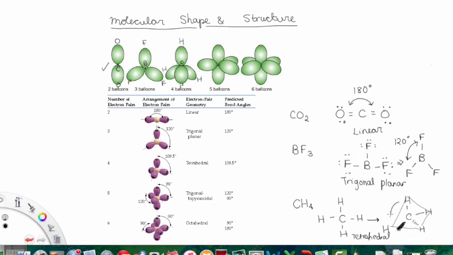And the angle between these atoms is 109.5 degrees. And so now we've done 2, 3, and 4 electron pairs. So now let's move on to 5 and 6.